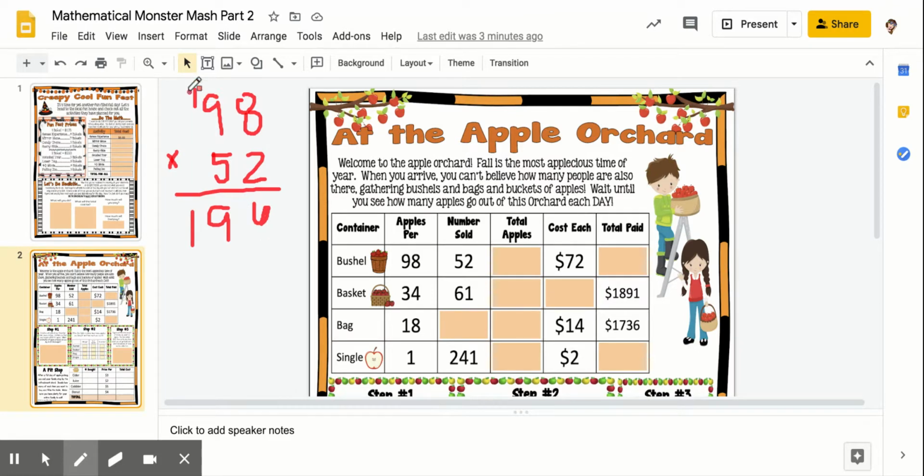I'm going to multiply by 5 next. So I'm going to do 5 times 8, which is 40. Carry the 4. 5 times 9 is 45, plus 4 is 49. And I'm going to add those together. Hopefully y'all's work is a little neater than mine.